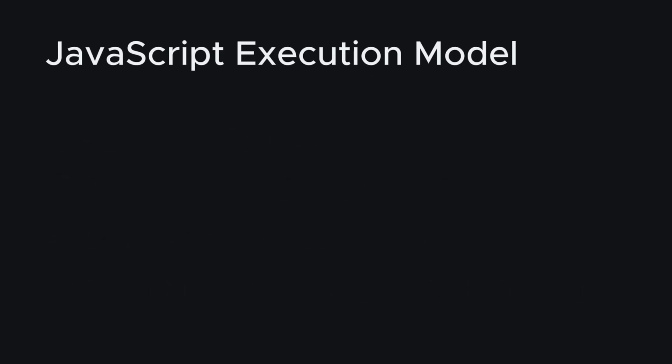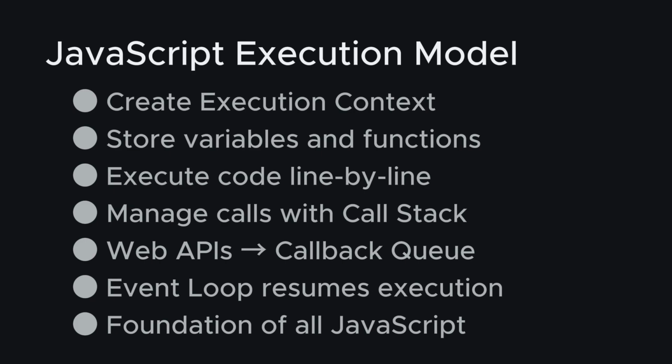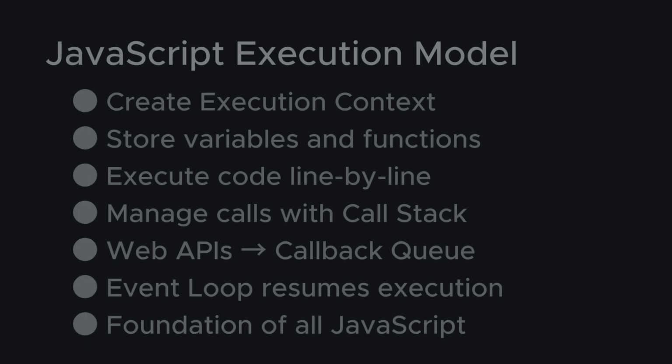Let's lock the entire mental model in your brain. Step 1, JavaScript creates an execution context. Step 2, memory creation phase stores variables and functions. Step 3, execution phase runs code line by line. Step 4, function calls are managed using the call stack. Step 5, async tasks go to web APIs, then the callback queue. Step 6, the event loop pushes tasks back into the stack when ready. That's it. That's the entire execution system of JavaScript. Everything else, React, Node, frameworks, runs on top of this model.